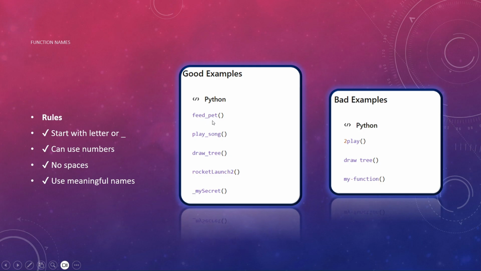For example, play_song, draw_tree, rocket_launch_2, or _my_secret. It may use a number. No spaces are allowed, and you should always use meaningful names. Whatever that function is actually doing, you have to identify a meaningful name which goes with those lines of code, and then give that name to the function. Here are the bad examples: a number first and then a name, a space, or a hyphen. These are not allowed in Python.